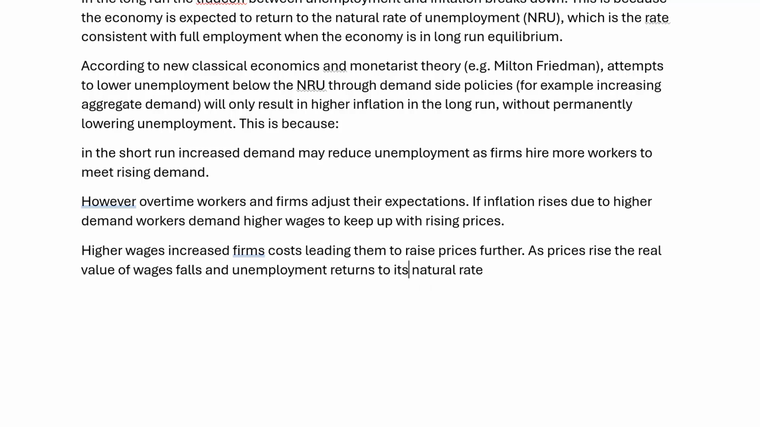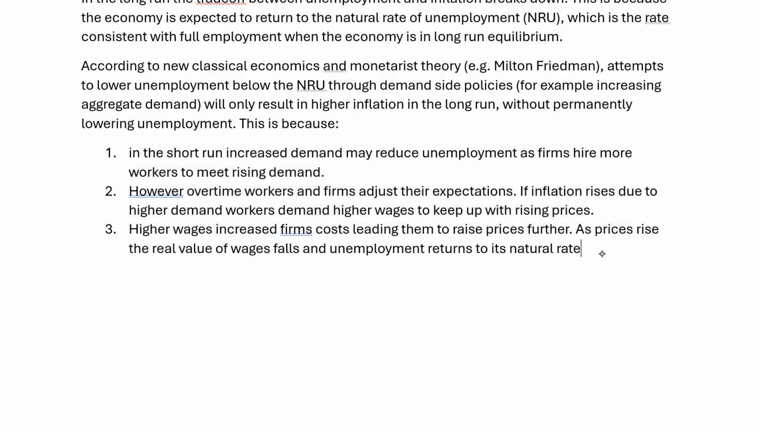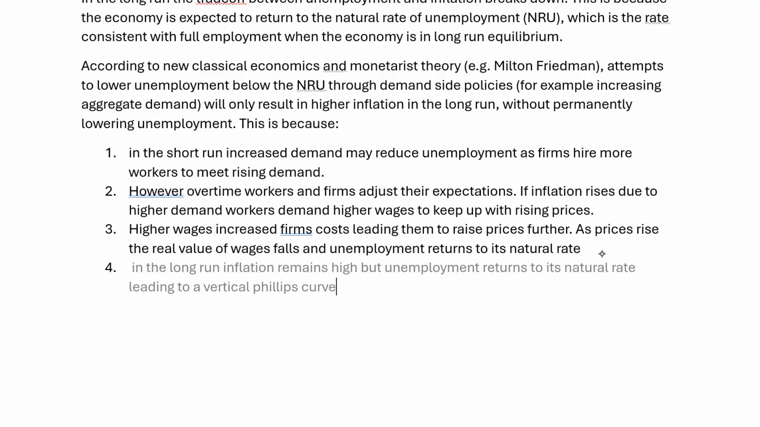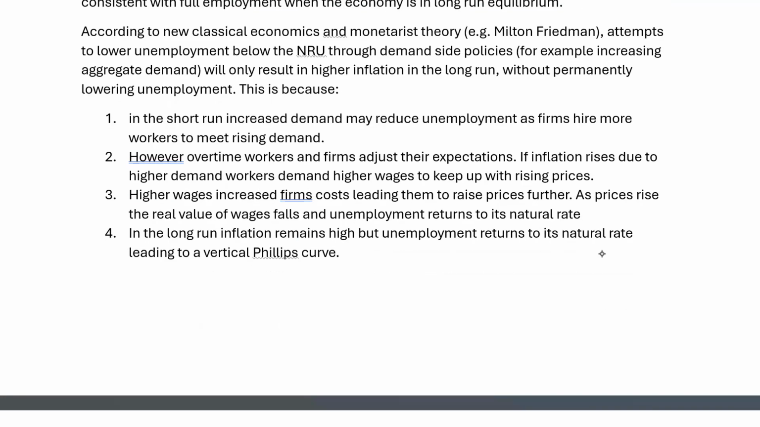I'm going to dot point this a little. Okay, it's looking a lot nicer. In the long run, inflation remains high, but unemployment returns to its natural rate, leading to a vertical Phillips curve. This long-run perspective is depicted by the vertical Phillips curve at the NRU, indicating that there is no trade-off between unemployment and inflation in the long run.